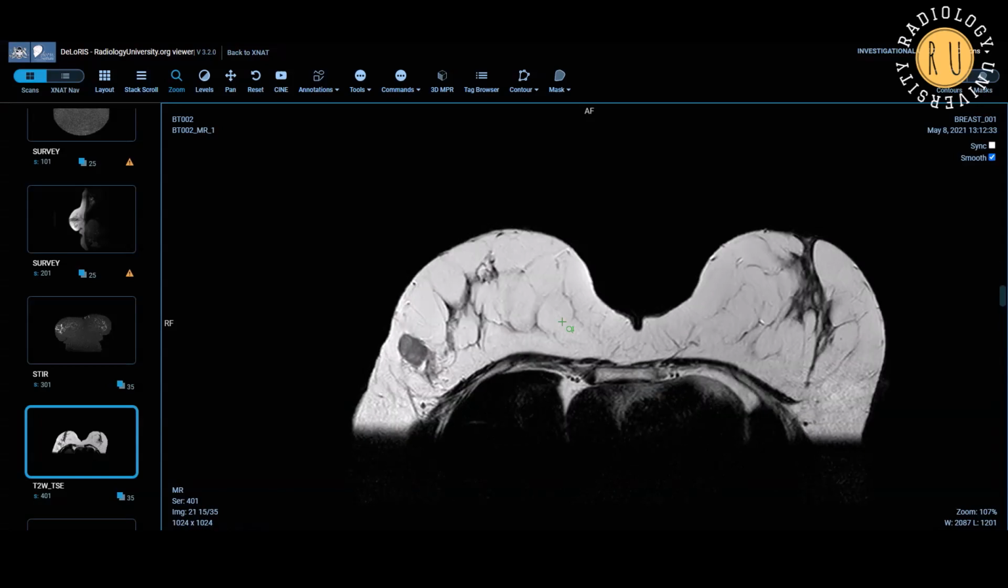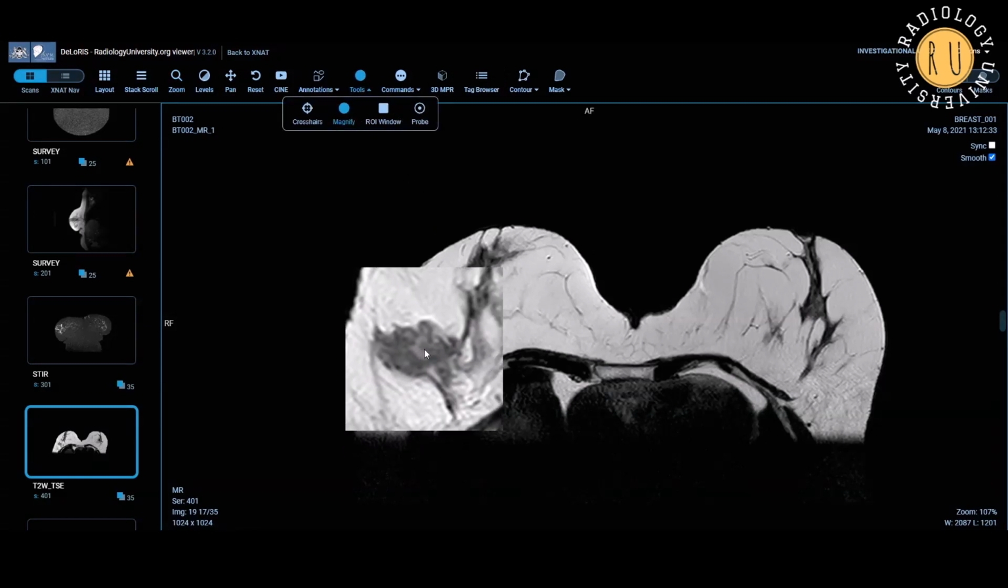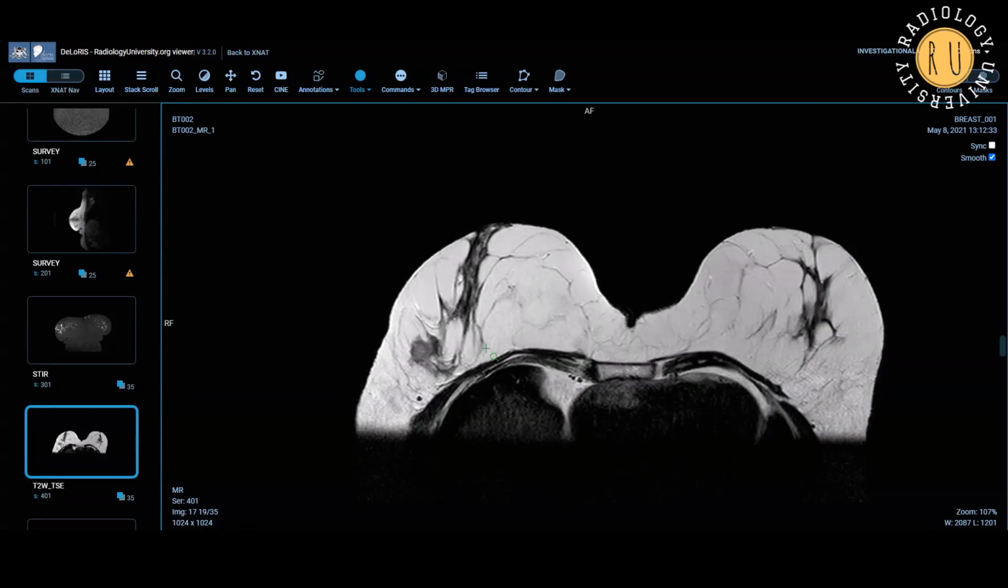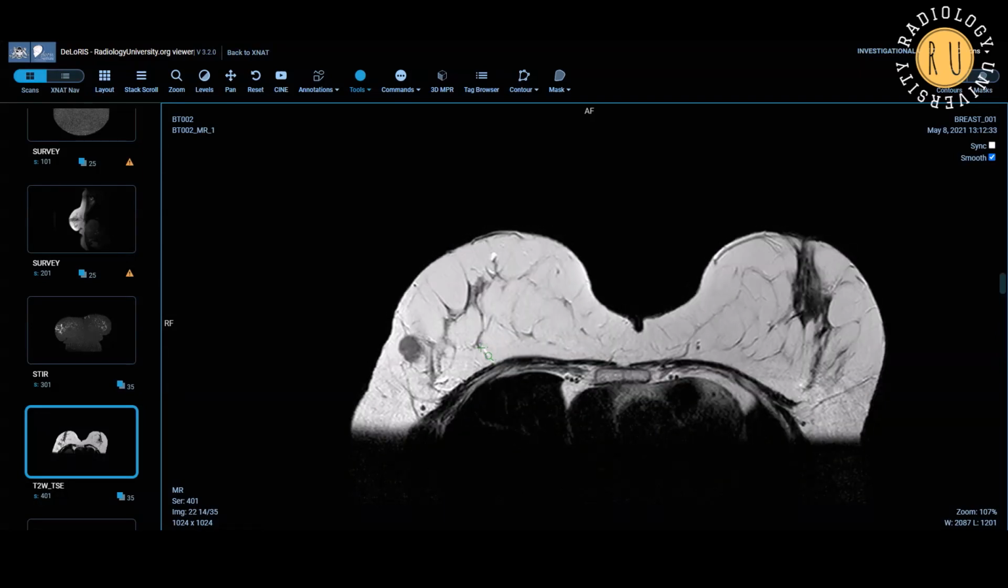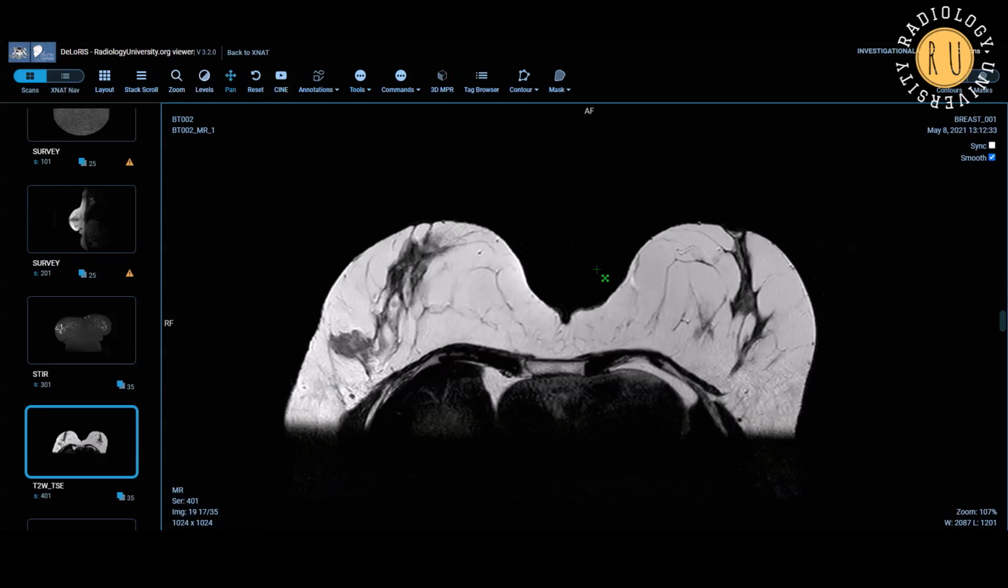The lesion is away from the underlying pectoralis muscle and also away from the superficial skin. It has lobulated borders, and it is heterogeneous. I would like to also look at the dynamic sequence to see the enhancement pattern of these lesions.